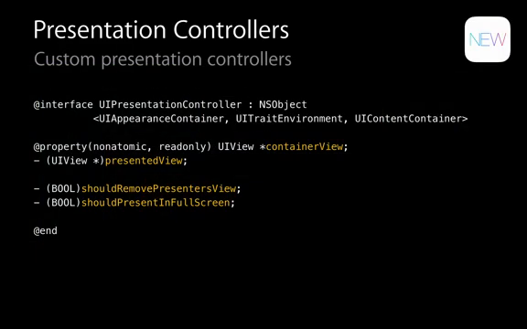So let's quickly talk about some of the API that has been added for presentation controllers. One is you'll notice that it conforms to the appearance container protocol, the trait environment protocol, and this new protocol, which we'll talk about in a bit, called content container. We talked about the container view properties and the presented view method and these two other properties. As I said, there's a whole bunch of methods and logic available for you to create fantastic new custom presentations. But that's beyond the scope of this talk.